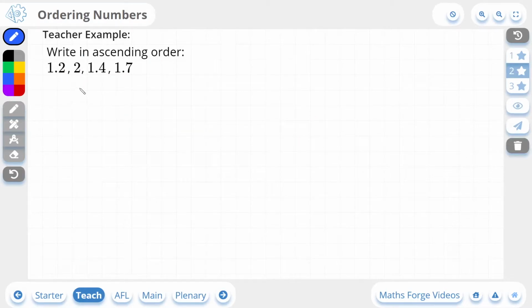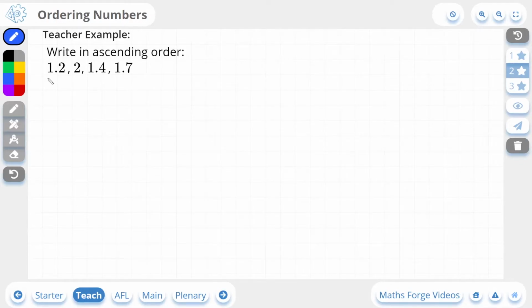So now let's take a look at this 2-star example. It has decimal places in it. We're being asked to write the numbers in ascending order. Ascending means smallest first and largest last. So let's go ahead and take a look at our numbers.